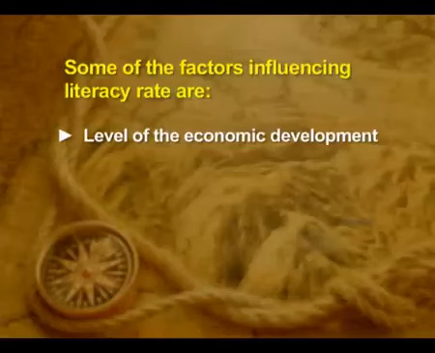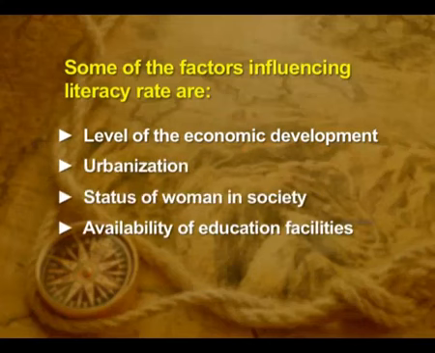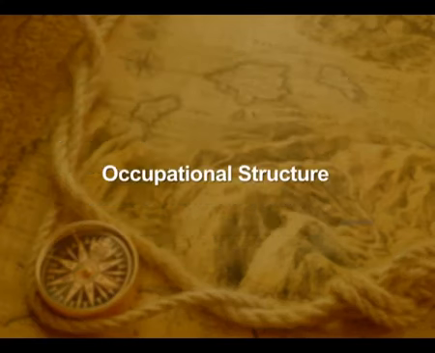Some of the factors influencing literacy rate are level of economic development, urbanization, status of women in society, availability of education facilities, government policies, etc. Occupational structure refers to the aggregate distribution of occupations in society classified according to skill level, economic function and social status. The occupational structure is shaped by various factors.